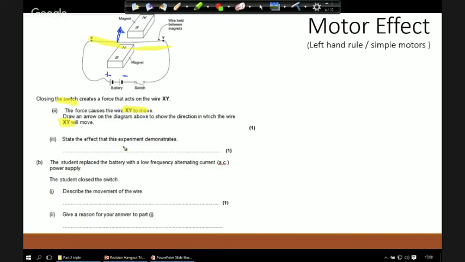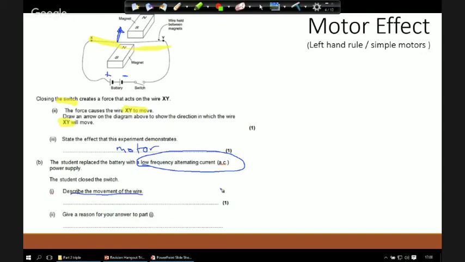Okay, state the effect that this experiment demonstrates. Well, it's called the motor effect. The student replaced the battery with a low frequency alternating current. So that means my current is going to be flipping backwards and forwards, but at a low frequency, so reasonably slowly. The student closed the switch. Describe the movement of the wire. Well, normally we would use DC just to make the wire move once, but if it is AC, the current is going to be flipping backwards and forwards, and therefore the force is going to be flipping backwards and forwards.